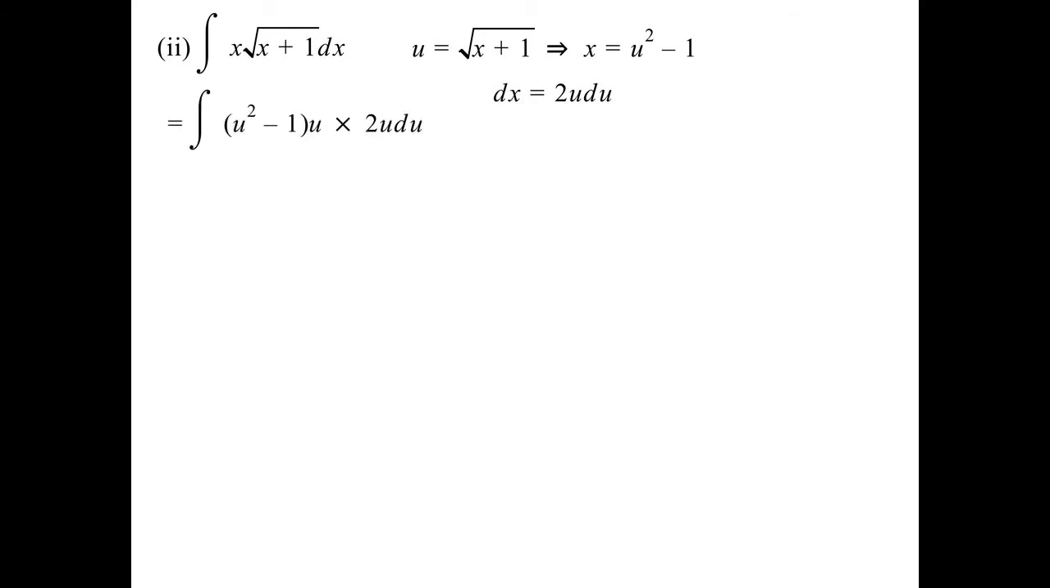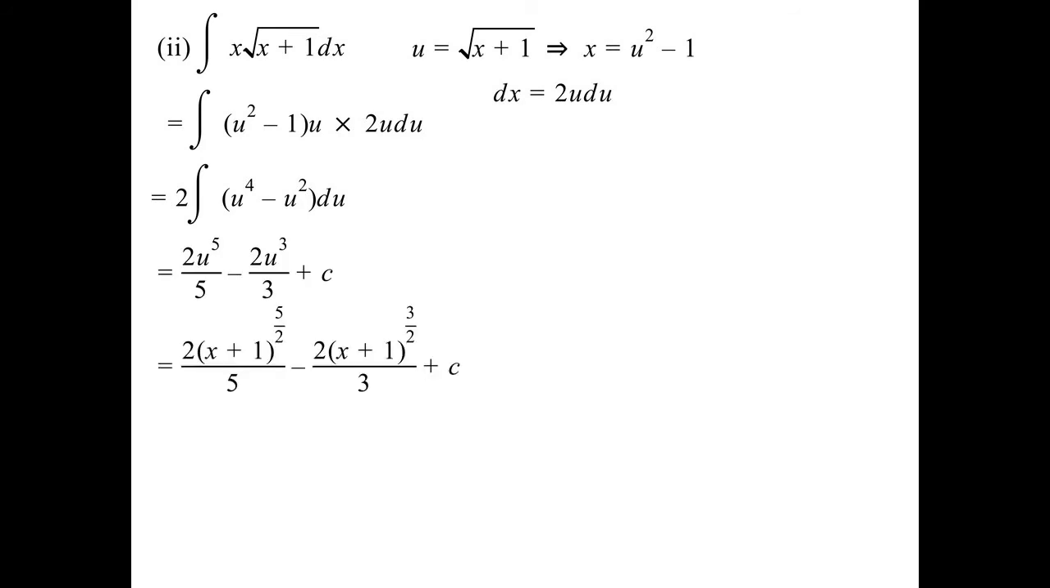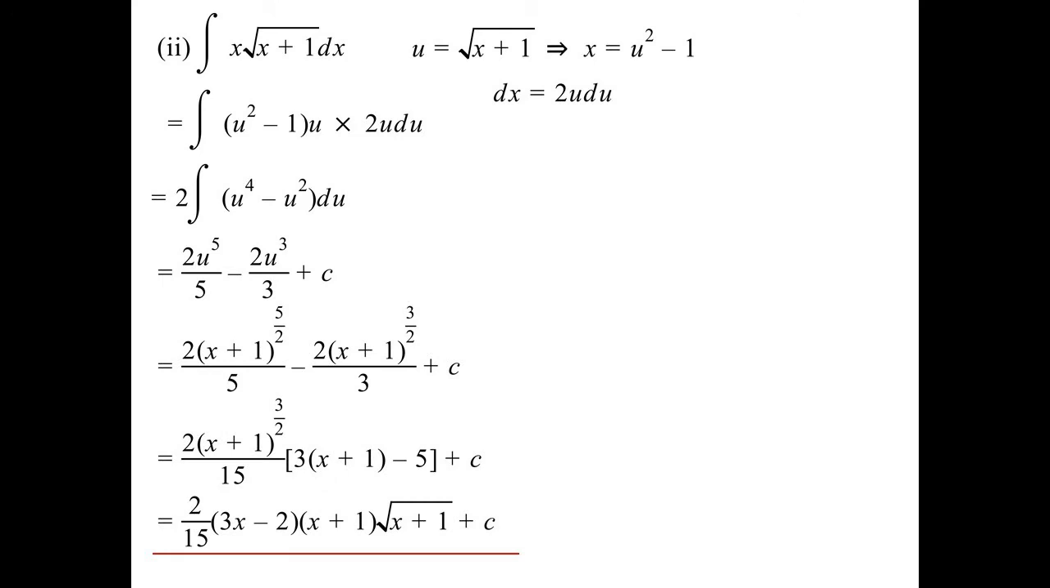And I'll do a straight substitution in for the x's and the dx's. So we get (u squared minus 1) times u times 2 du, which is u to the power of 4 minus u squared. So add 1 to the power over the power. Now I can sub my u back in. Look at that beautiful answer, once we do some factorising and everything.